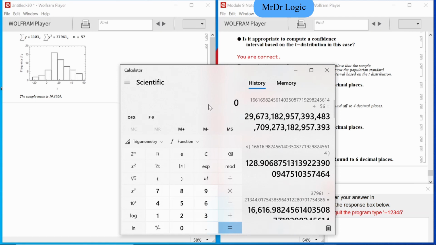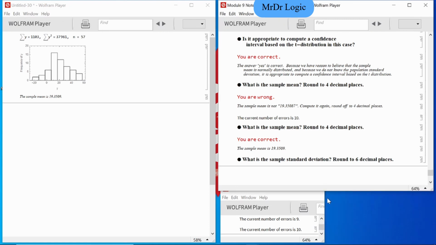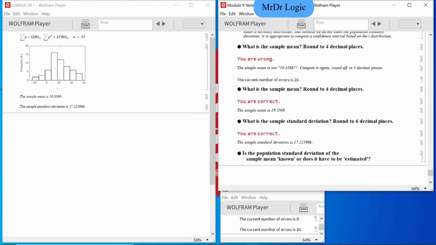So I'm just gonna repeat everything on my other calculator. Squared, divided by 57. We're gonna take 37961 minus answer. Now we're going to divide it all by 56. Square root the answer. Man, doing it there is faster. Why haven't I done it on that? 22590.6. The reason we're doing this is because we're estimating. We do not know it.